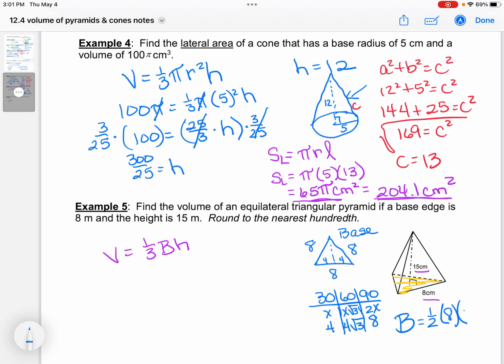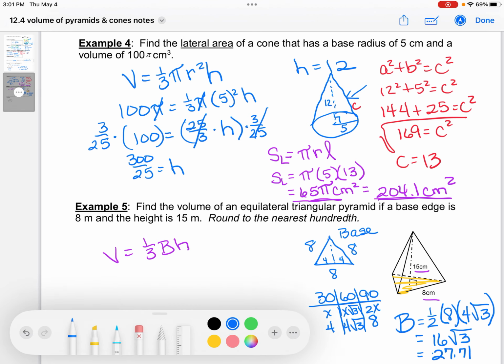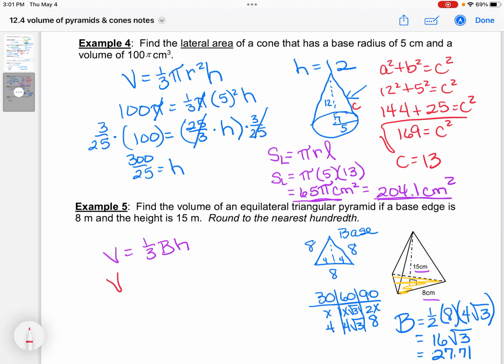So if I need big B, it's going to be 1/2 times 8 times 4 square root 3, which is going to be 16 square root 3, or if you want to do 16 square root 3, you would get 27.71. And I will take either one of those, but we'll do it with both.